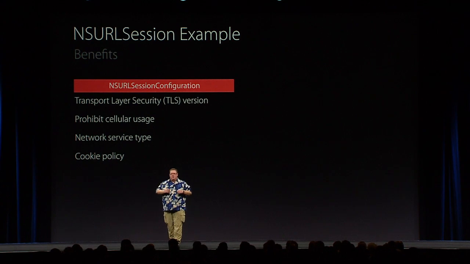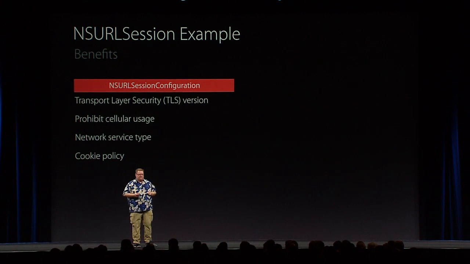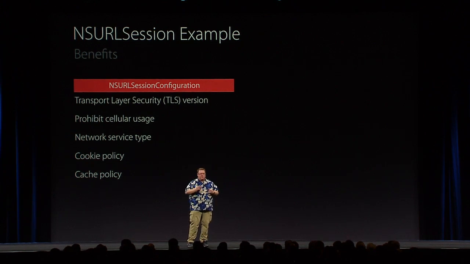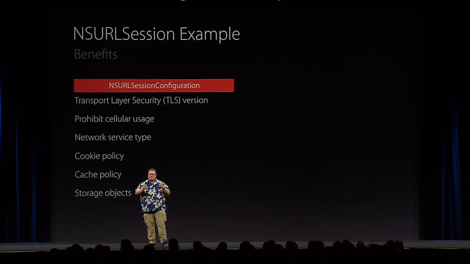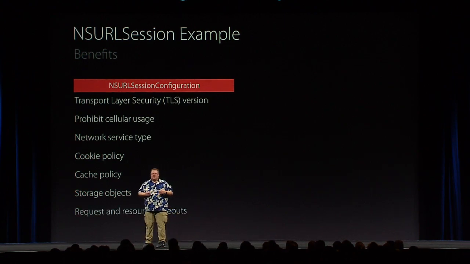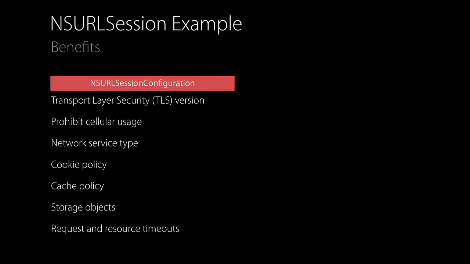Cookie policy. Maybe you want your cookies to be session duration or persistent cookies. This is the place to set the policy for that. Similar for cache. Maybe you want an ephemeral cache, or a persistent cache that's used between app launches. This is a place to set that policy. You can also specify storage objects. Maybe you want to share caches or cookies between different types of networking, all within your same app. This is a place that you can set the storage object for that configuration. And timeout specifiers. You can set resource and request timeouts so that your app can handle error conditions in the network.